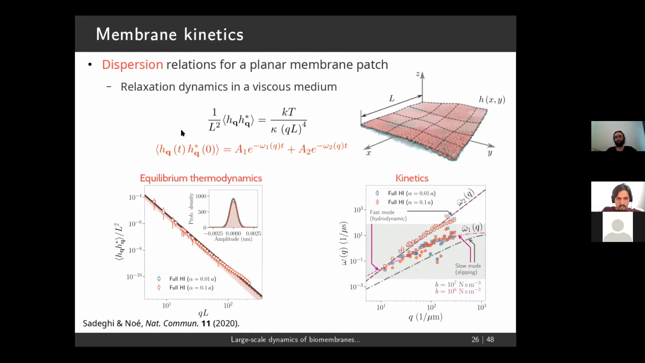So the first line is the equilibrium result. We know that the distribution of power between different modes obeys this 1/q^4 relation. This is a very well-known result of the Helfrich function. And so in the plot to the left, you see this equilibrium thermodynamics description, and the points come from the simulation. So no surprises there. They follow the black line, which is what is described by this first equation.